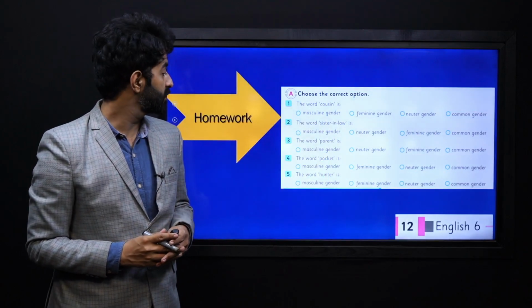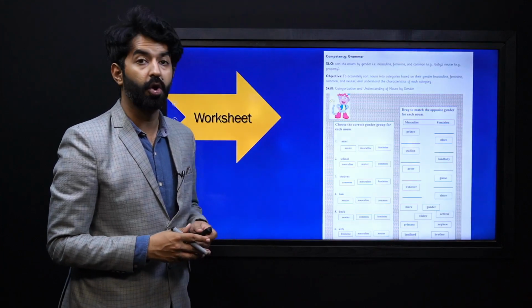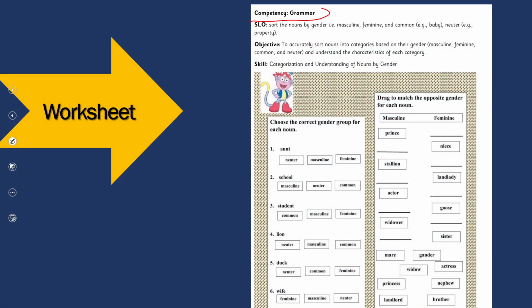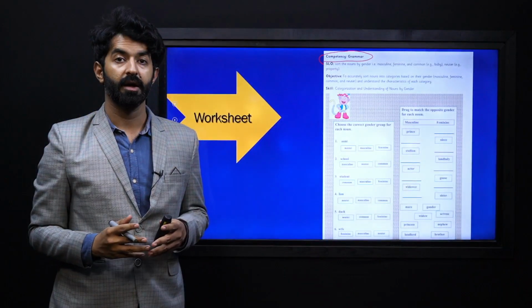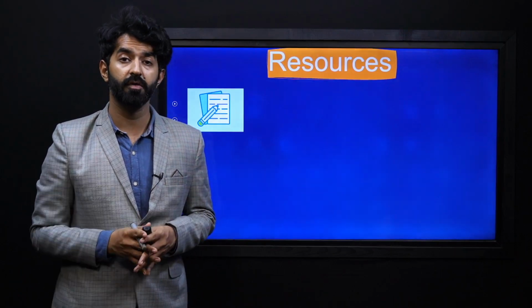Now, my dear learners, let's talk about your worksheet. This is from the competency of grammar. My fellow teachers, you can distribute it among your students, and I wish that the students learn more about it using this worksheet. Now we are here at the end of our lecture.